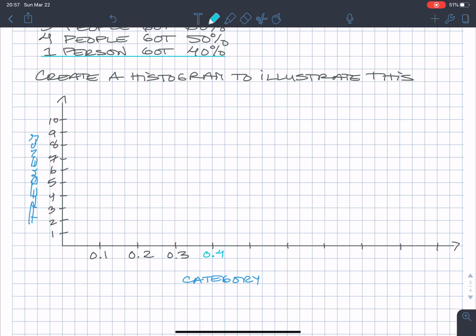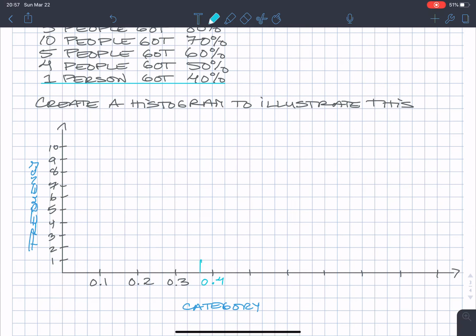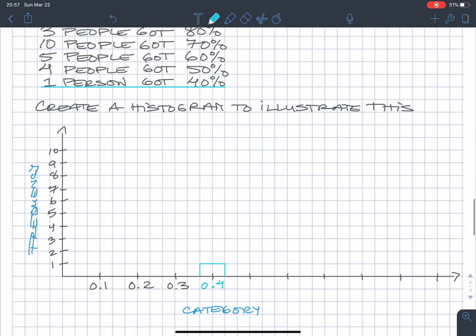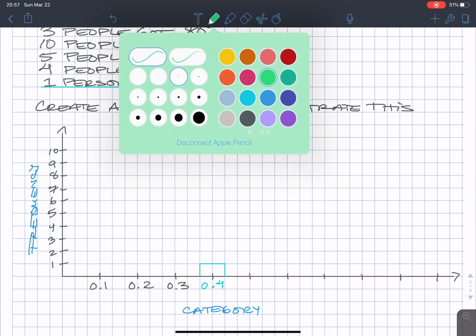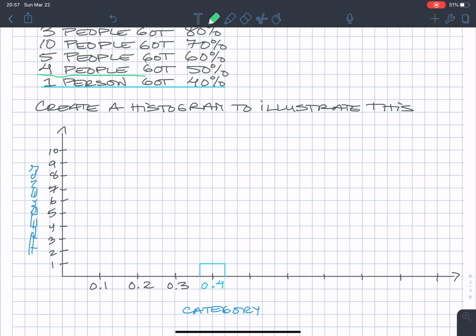And what was the frequency of students that got 0.4? Just one person got 40% or 0.4, right? Not 0.4%. What am I saying? Don't listen to me. Okay, how many people got 50% or 0.5 on the number line? Well, the frequency of people was 4. So now my bar goes up to 4.